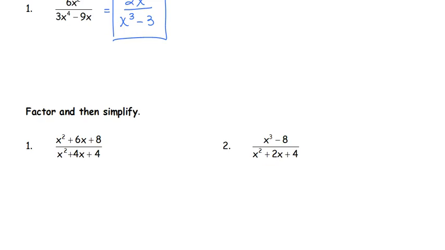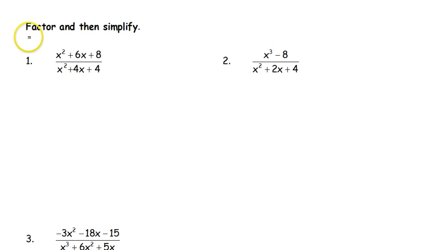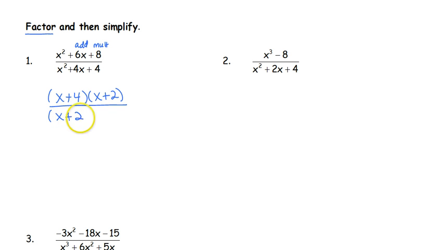Alright, next what we're going to do is when we look at these, we need to factor and then simplify. And we just spent a whole lot of time on all of our different factoring methods. So any factoring method that we know, and there's a lot, you are expected to be able to apply to this situation. So we want to factor and then simplify. We've got regular factoring here. We need two numbers that are going to multiply to 8 and add to 6. Well, that's 4 and 2, so the top is going to become x plus 4 and x plus 2. On the bottom, two numbers that multiply to 4 and add to 4 are 2 and 2.